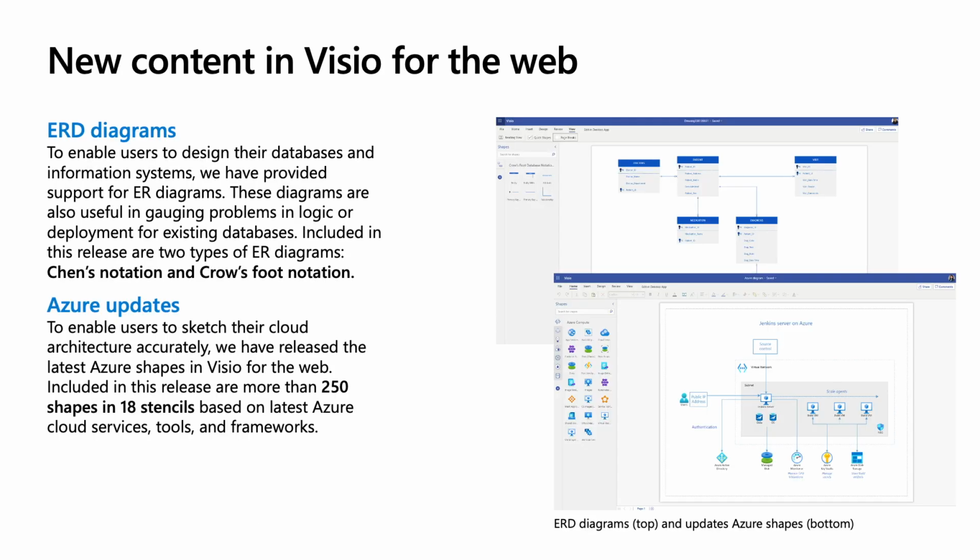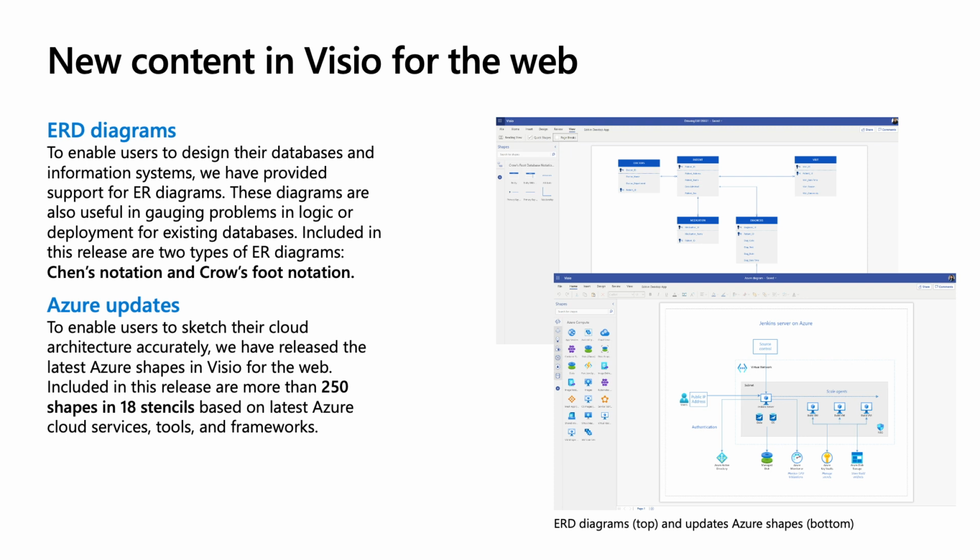So this slide talks about some of the content releases that we had. The first major one was the ERD diagrams, or the entity relationship diagrams. We released both Chen's notation and Crow's notation shapes in Visio Web to enable users to design their databases or to gauge problems in logic or deployment for existing databases.